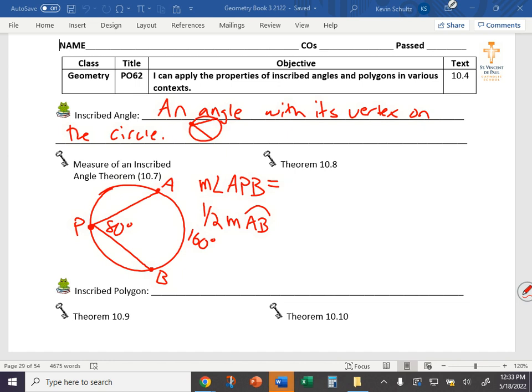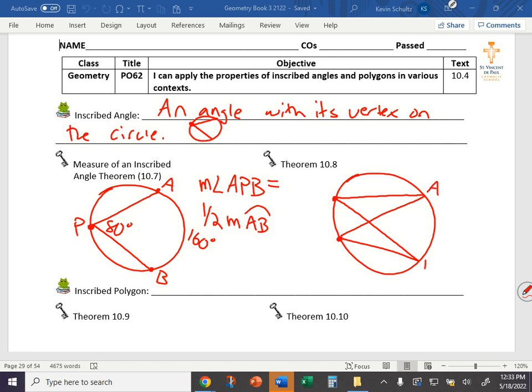Questions so far? Good. All right. Theorem 10.8 has to do with two inscribed angles that share an arc. So if we have one inscribed angle there, a second inscribed angle here, okay? So we'll call this AB over here again. We'll call this point C and point D, right?